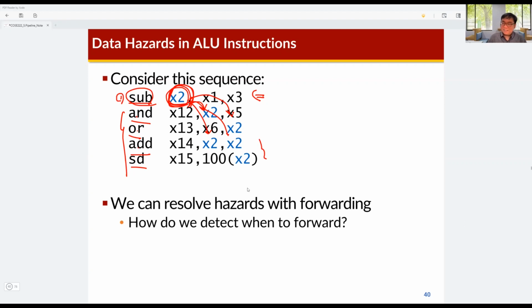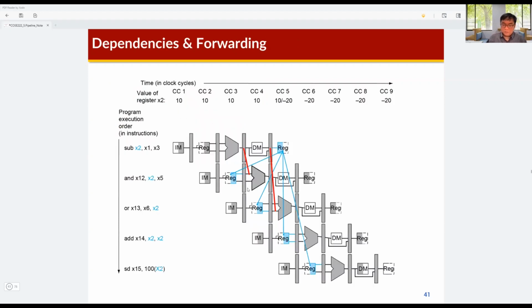So let's see when the result of the sub instruction is consumed by following instructions. Let's see the pipeline diagram. I believe you can easily understand when the result of the sub instruction can be consumed by following instructions. This is the sub instruction, and as you know, its result will be written back at the write back stage.